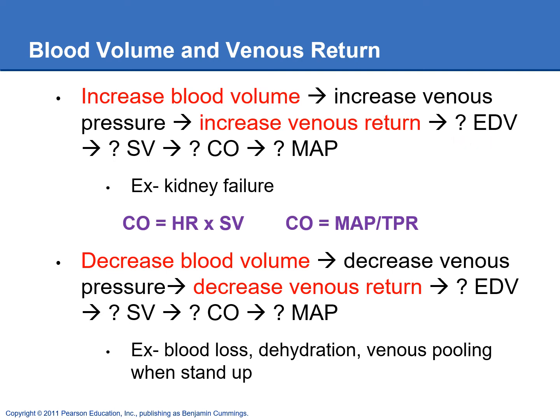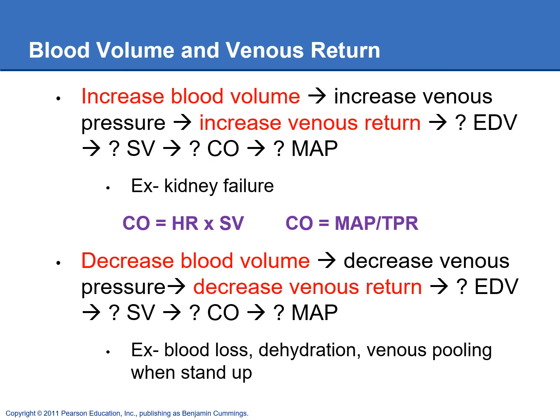That'll stretch the ventricle closer to the optimum sarcomere length. The ventricle will contract harder and squeeze out more blood with each contraction, so that'll increase the stroke volume. And if you increase the stroke volume, that will increase the cardiac output or the blood flow. And then if you increase the cardiac output, you also will increase the mean arterial pressure. An example of increasing blood volume and causing increased blood flow and higher blood pressure would be in kidney failure.